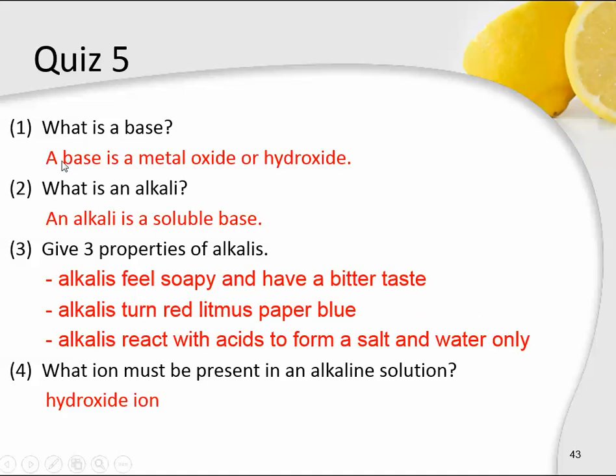Okay, what's a base? A base is a metal oxide or hydroxide. What's an alkali? An alkali is a soluble base. Now give 3 properties of alkalis. Alkalis feel soapy and have a bitter taste. Alkalis turn red litmus paper blue, and they react with acid to form salt and water only. These are the 3 properties of alkalis. And of course, alkalis being soluble in water, they can also conduct electricity because they have mobile ions. Now what ion must be present in an alkaline solution? Hydroxide ions.